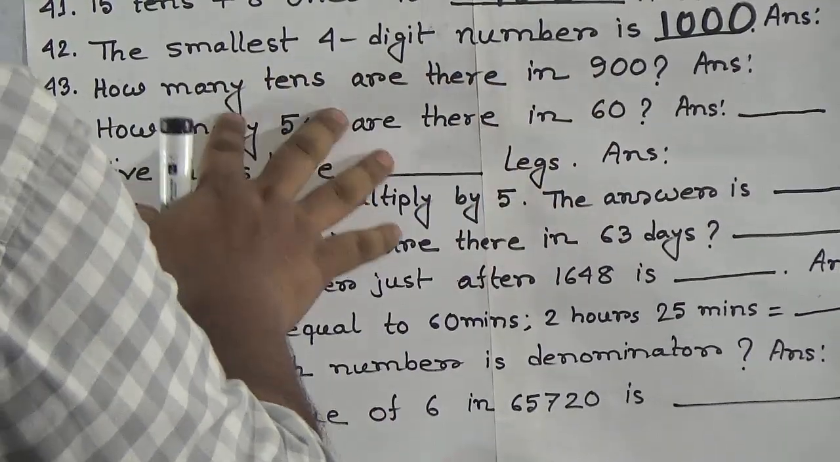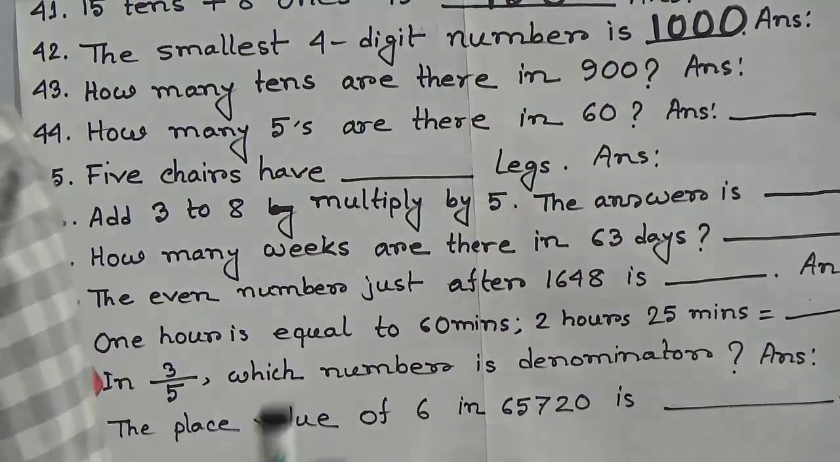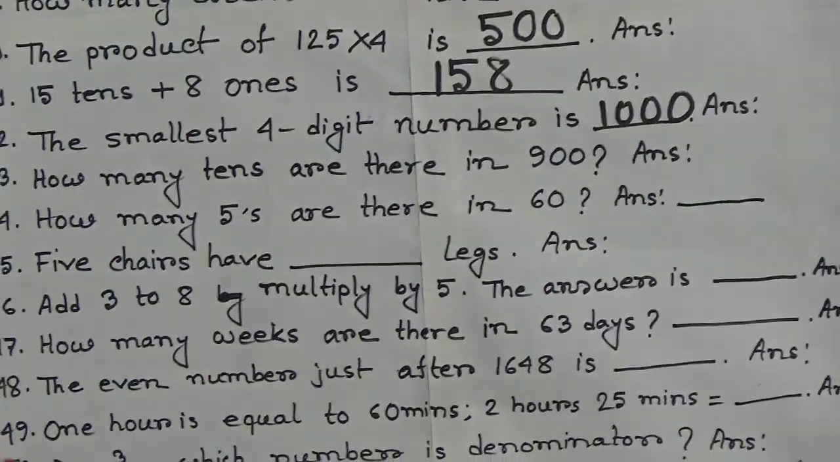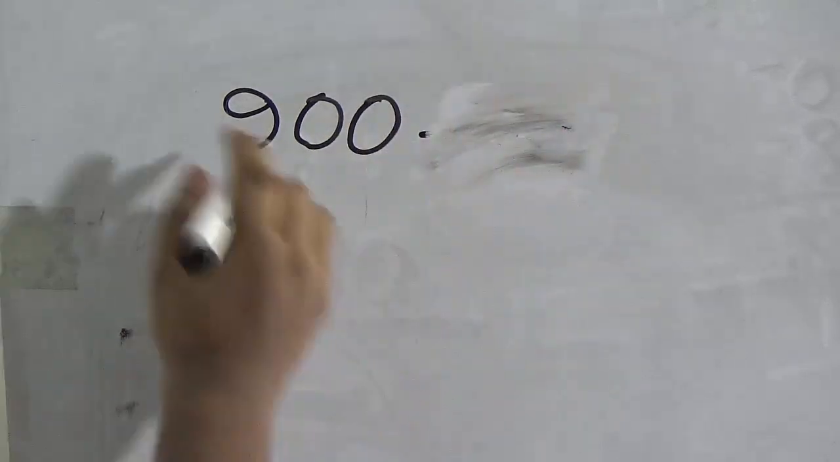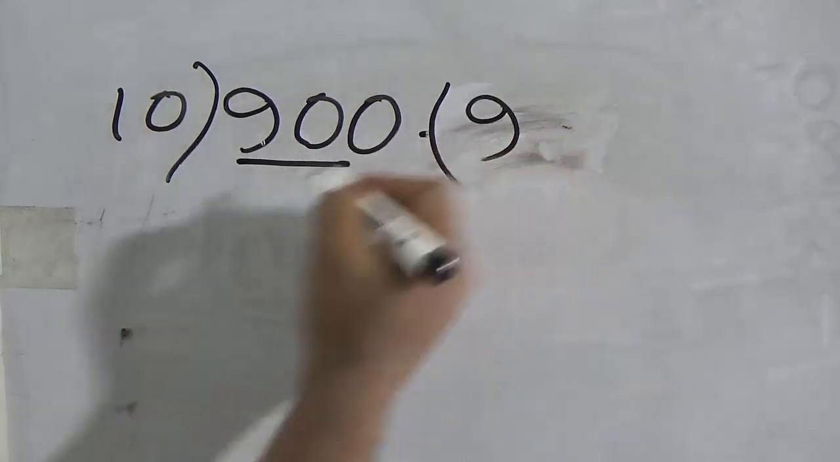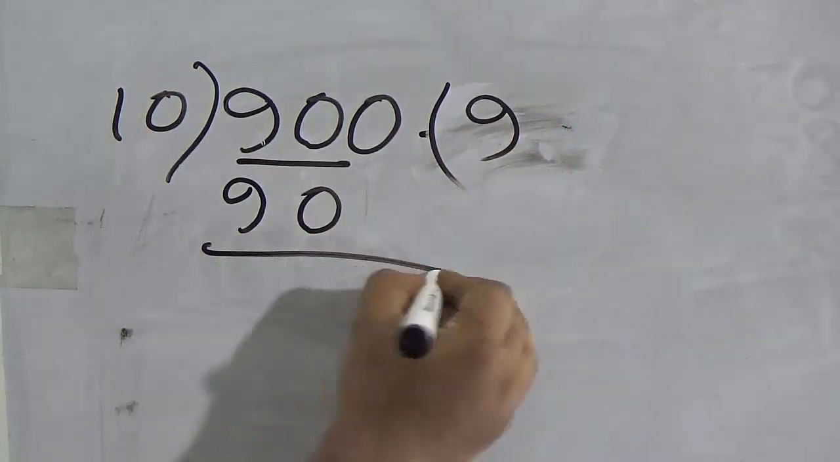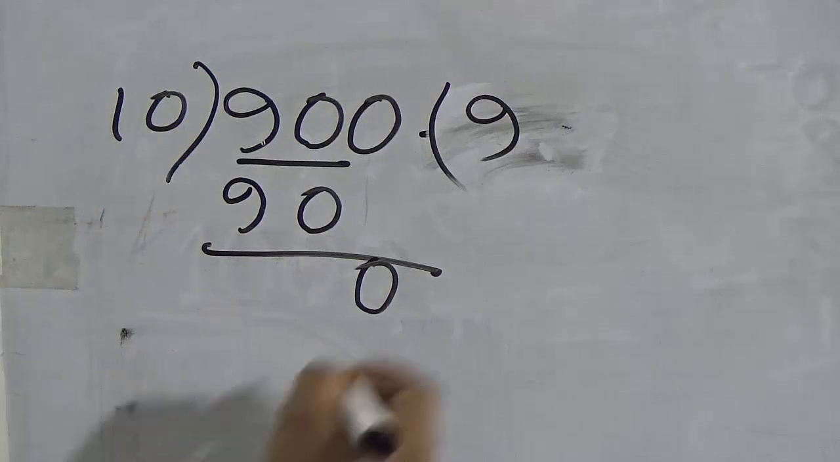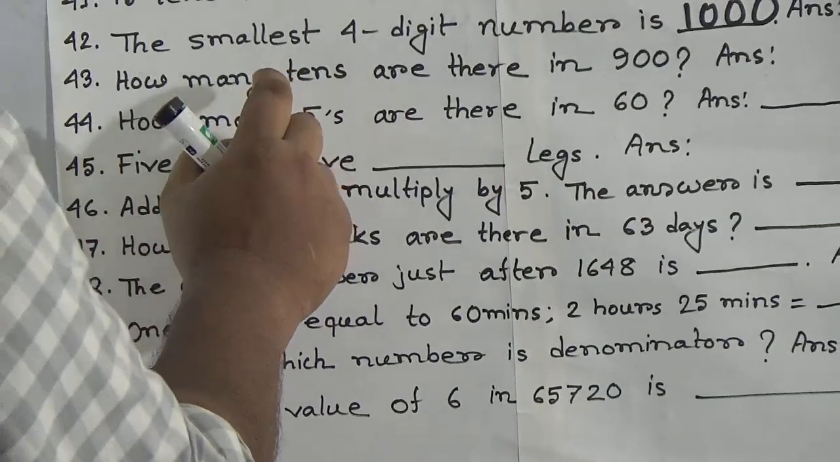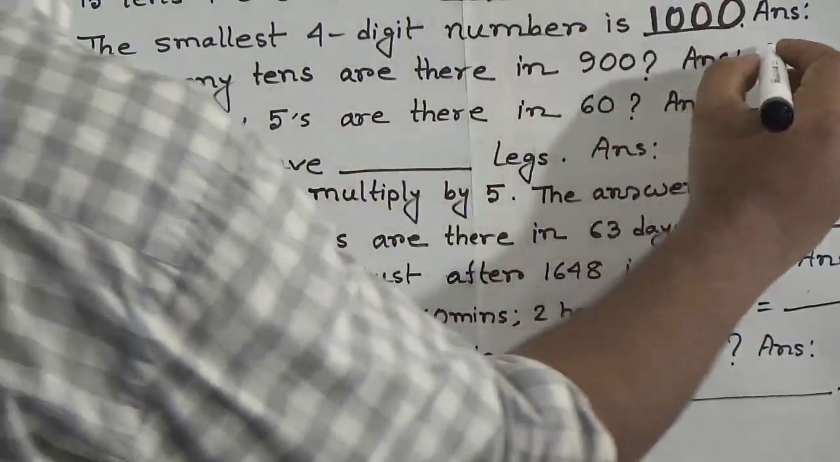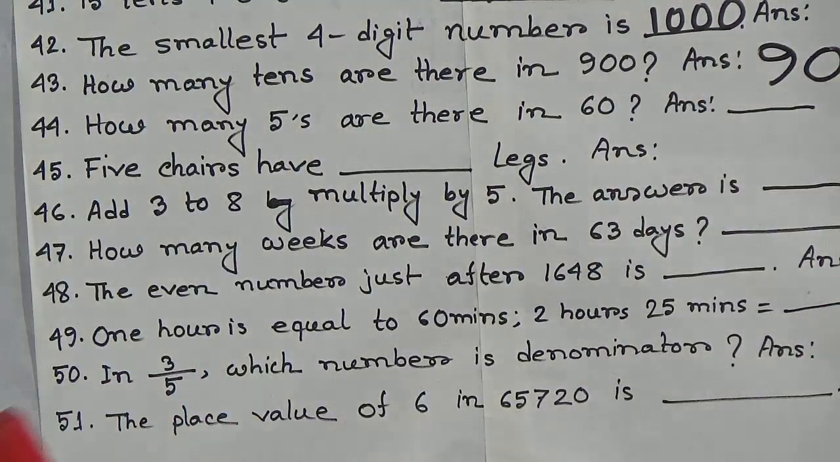Okay? Next, our next question is how many tens are there in 900? In order to find how many tens are there in 900, we need to divide 900 by 10 and we get the answer. That means 900 divided by 10. In 90, 10 goes in 9 times. That means 9 tens are 90. 0 is here. In 0, 10 goes in 0 times. So we can say there are 90 tens in 900. So the answer is 90.